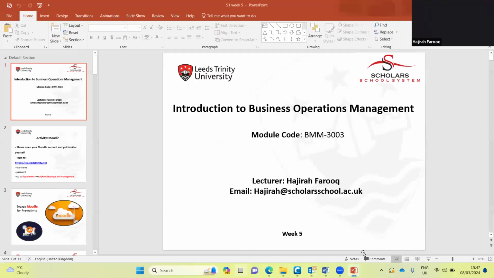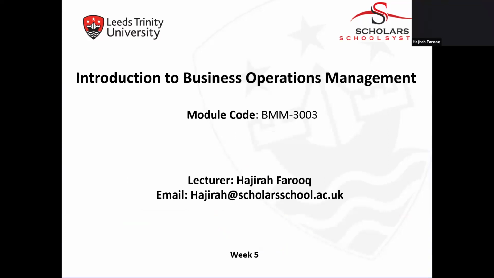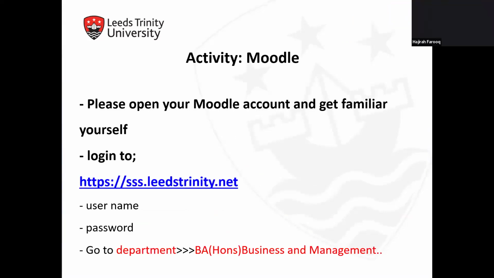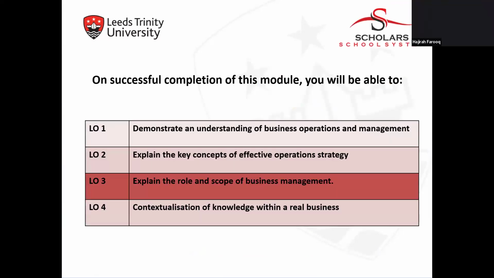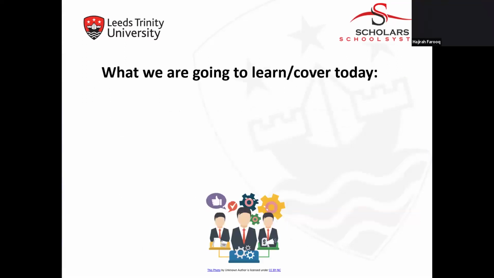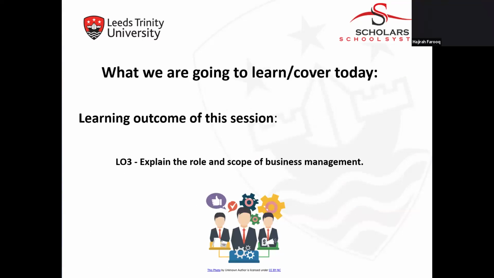Moving on to the week 5. In the 5th week, again, we went on to Moodle, did a few activities, pre and post activities. Then we discussed the learning outcomes again, and we were supposed to cover the third learning outcome, which is explanation of the role and scope of business management in the 5th week.